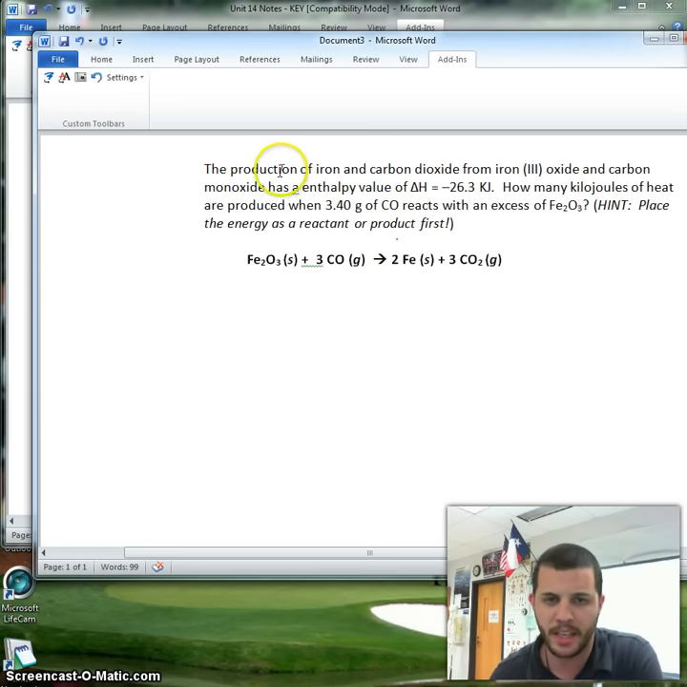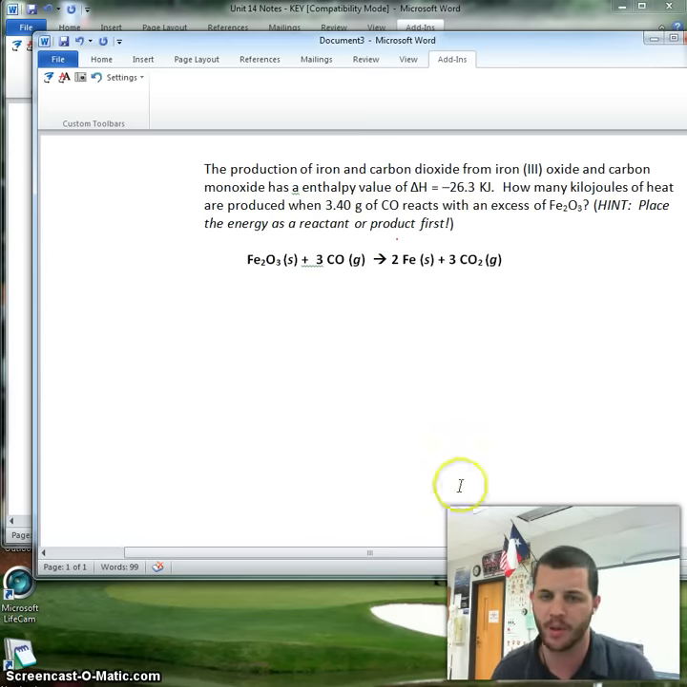on your page. So it says the production of iron and carbon dioxide form iron 3 oxide, and so on. It tells you that you have an enthalpy value of negative 26.3 kilojoules and wants to know how many kilojoules are produced when 3.40 grams of carbon monoxide reacts with excess iron 3 oxide.